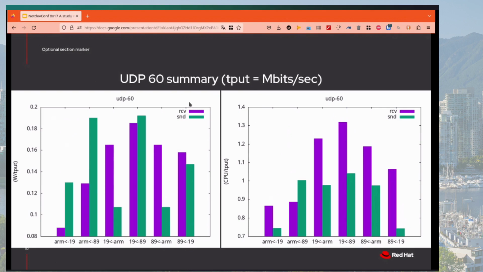And then when we go to 60-byte packets, we can see that when ARM was receiving traffic, it was much better than Intel regarding power consumption. And when ARM was sending traffic, it was also much better in these experiments. And regarding CPU time, it was also better here and here than the other ones that were receiving.